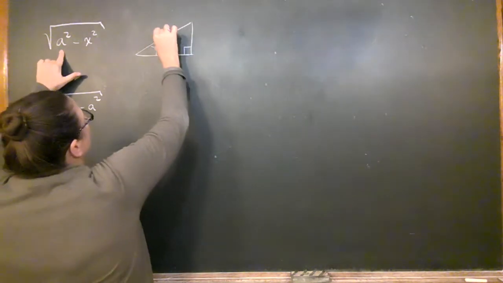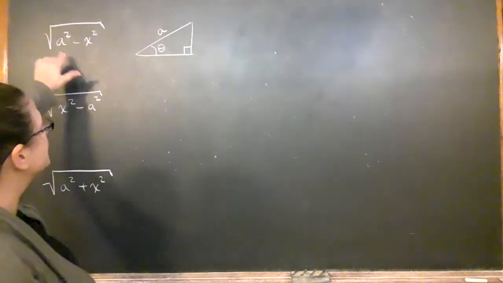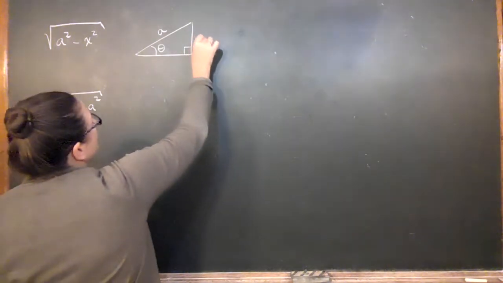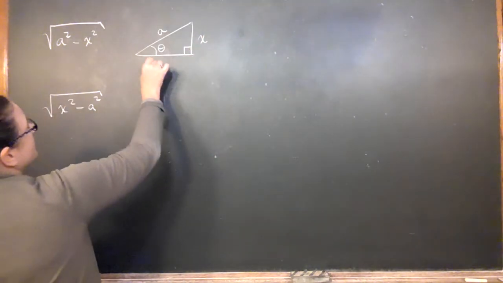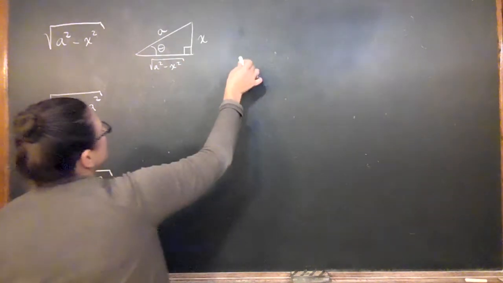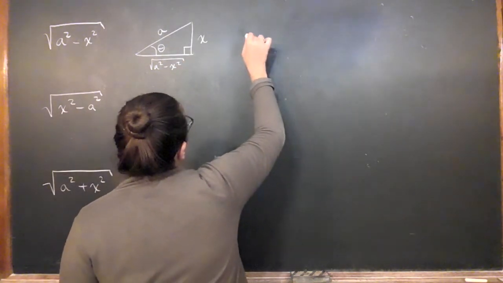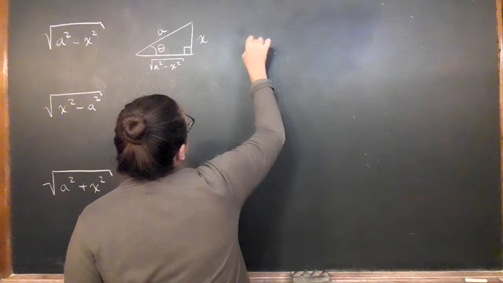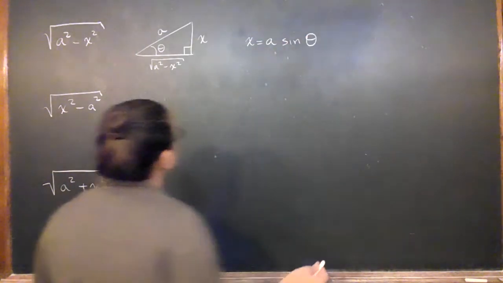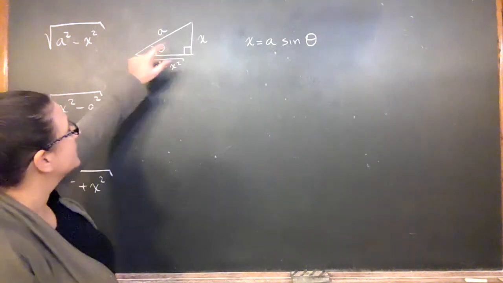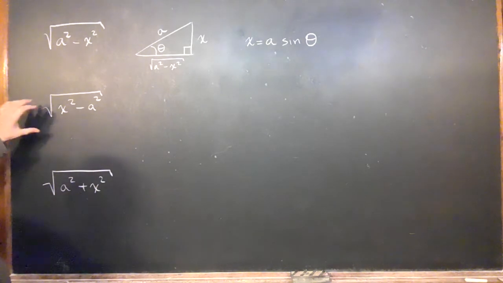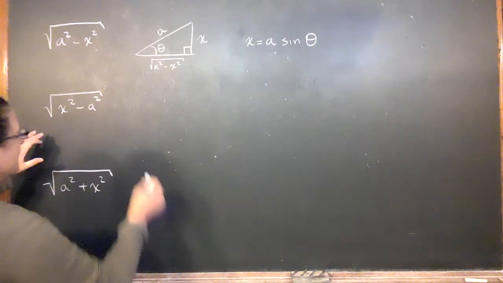A, you're taking x from A, so A has to be the hypotenuse. So I put x here. Then the square root ends up here. And your substitution ended up being x equals A sine theta, which we can see because sine theta is the opposite over the hypotenuse. Okay? This guy was our second example.